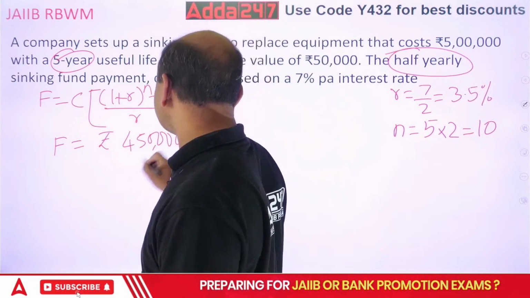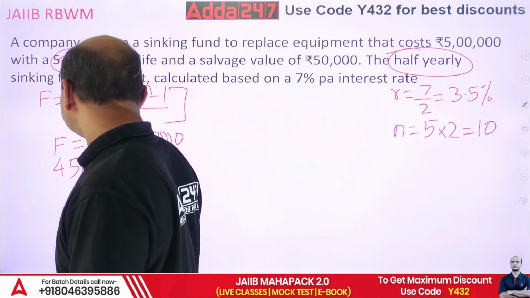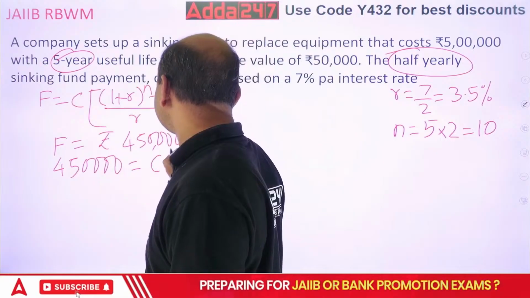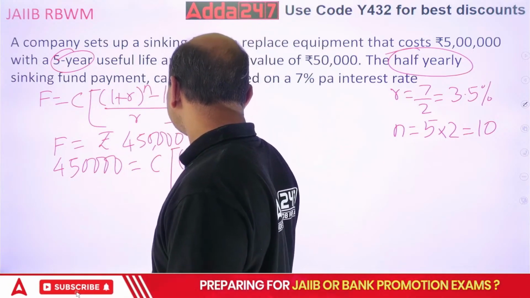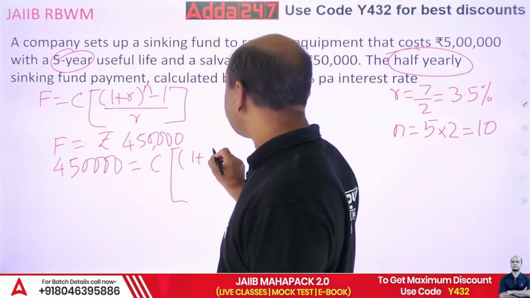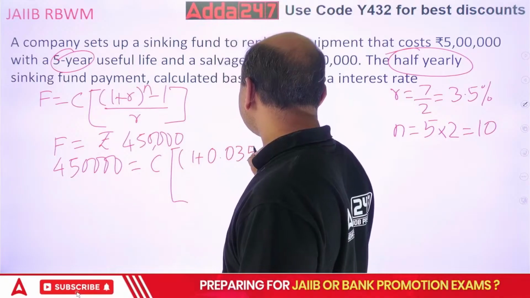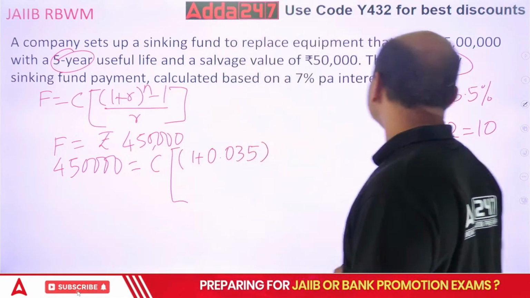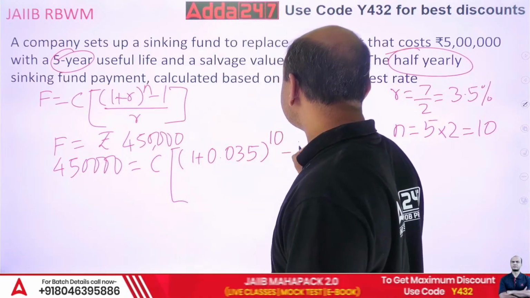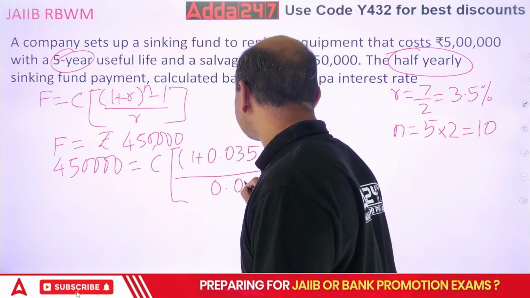4,50,000 equals C into, solve it, (1 plus R). What is R now? 3.5%. So I'll directly write it now: 0.035 divided by 100, first only, raised to N. N is what? 10. Minus 1, the whole upon R. What is R? 0.035.